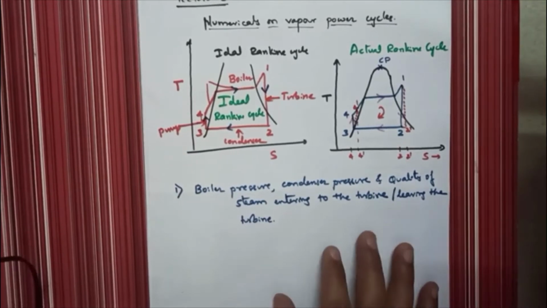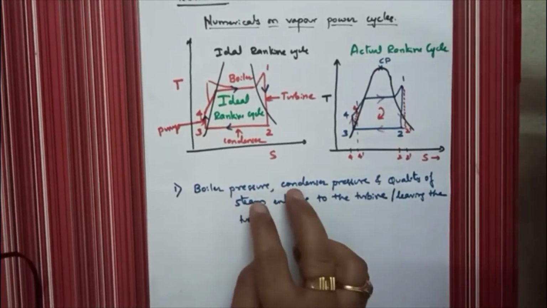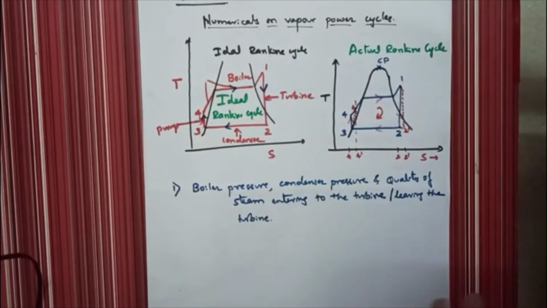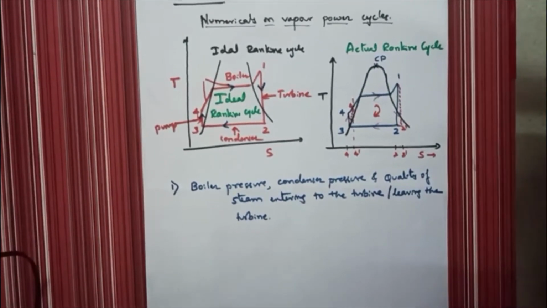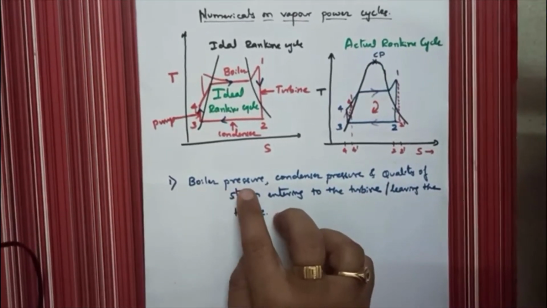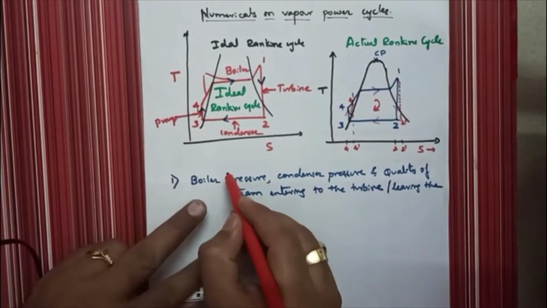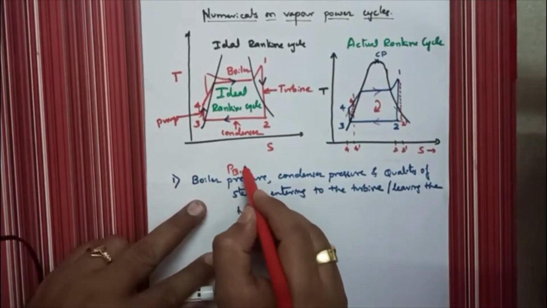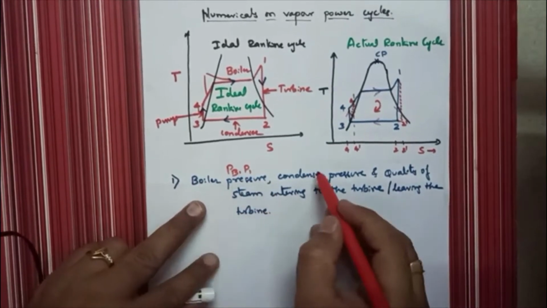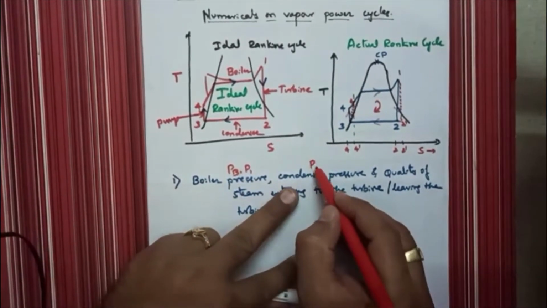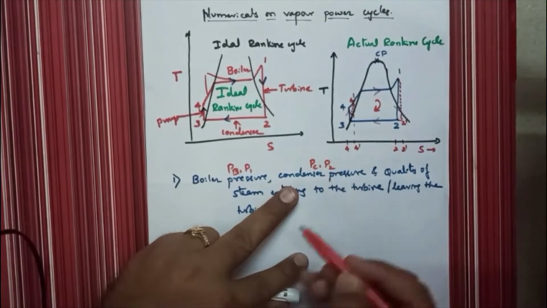There are other methods also. Without these, sometimes you will give only 2, or sometimes all 3 data will be given. Okay. So before that, boiler pressure, condenser pressure. Boiler pressure will be represented by PB or P1. Condenser pressure will be represented by PC or P2.